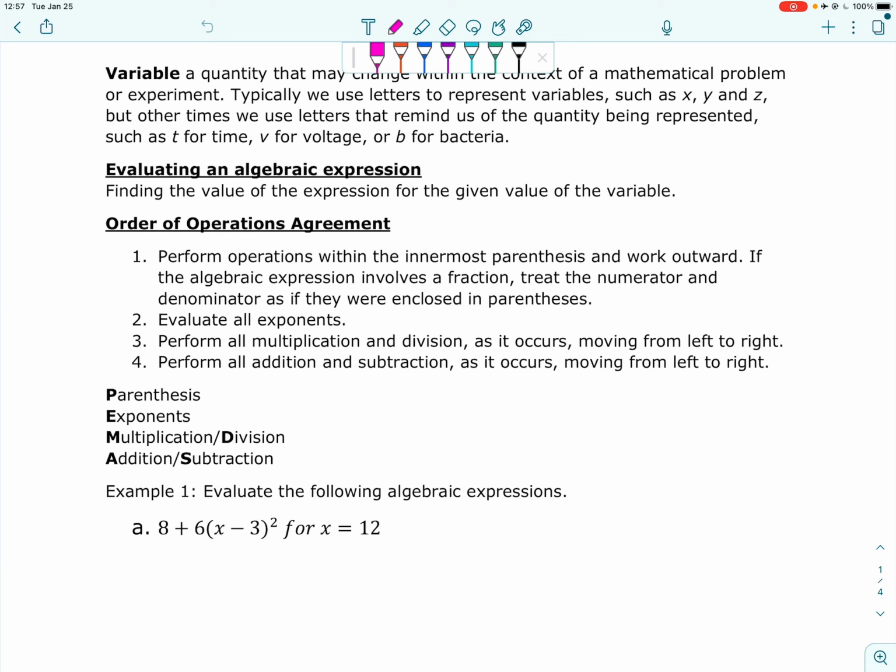Same with addition and subtraction. I can write subtraction as addition. So we're going to do the addition and the subtraction as it occurs moving from left to right. Those aren't two separate steps anymore, if that's how you had learned it before like I did. So we still have our little Please Excuse My Dear Aunt Sally, PEMDAS. You can still use that to remind yourself: parentheses, exponents, multiplication, division, addition, subtraction. Or if you have something similar to help you remember that order of operations.